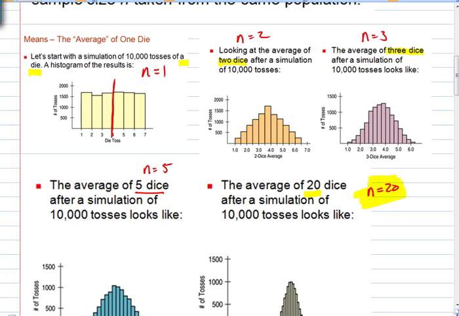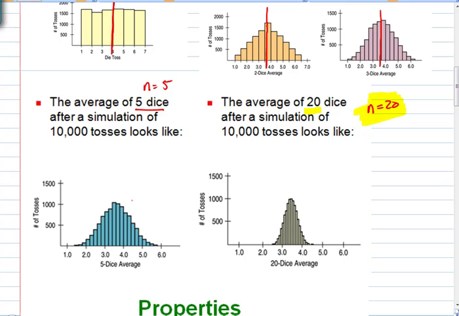Here it's a little easier to spot the middle. It looks like it's about right here. Here, the middle of our distribution looks to be about right here. Here, the middle of our distribution looks to be about right there. And the middle of our distribution here looks to be about right there. Those means on all of those distributions look to be about 3.5.